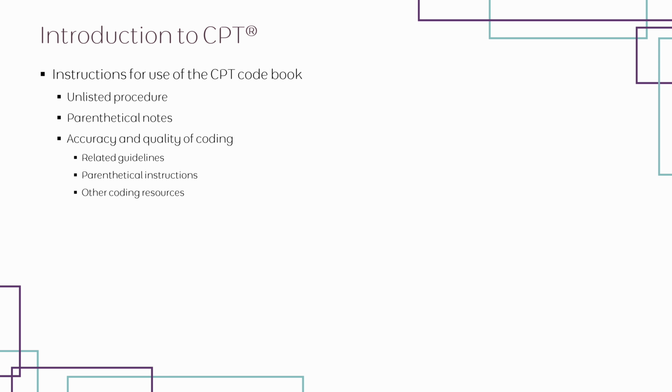Under instructions for use of the CPT codebook, there are several important reminders. In the second sentence, CPT makes it very clear that you should not select a CPT code that merely approximates the service that is provided. Instead, if no code accurately describes the service that is performed, you should select an unlisted procedure code. This helps ensure that we are coding precisely and not guessing or stretching codes to fit a service.